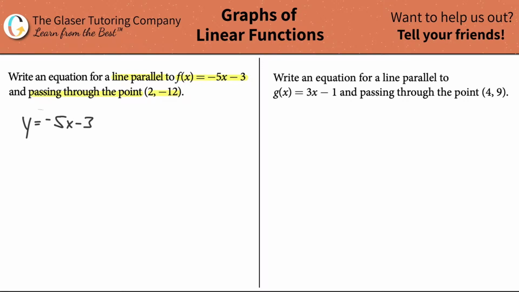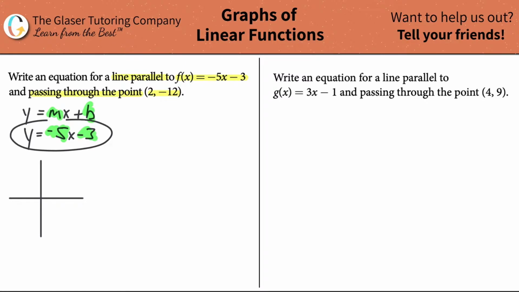Now, doesn't this particular equation follow the general form of y is equal to mx plus b? Sure it does. So what then do we know? Well, we know the slope. The slope of this line is going to be negative 5. We also know the y-intercept, right? It's going to be negative 3. So let's try to gain a little visual understanding here.